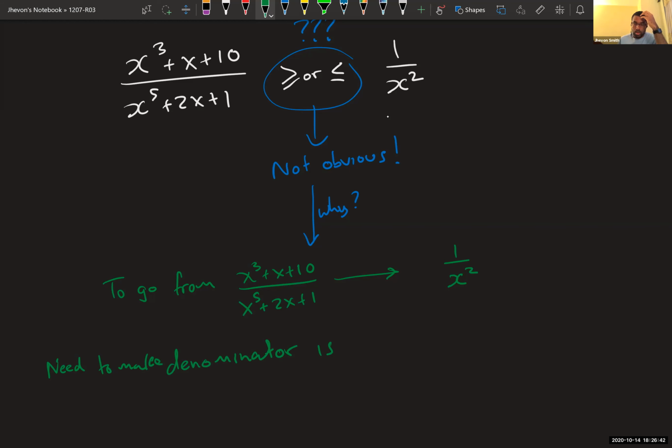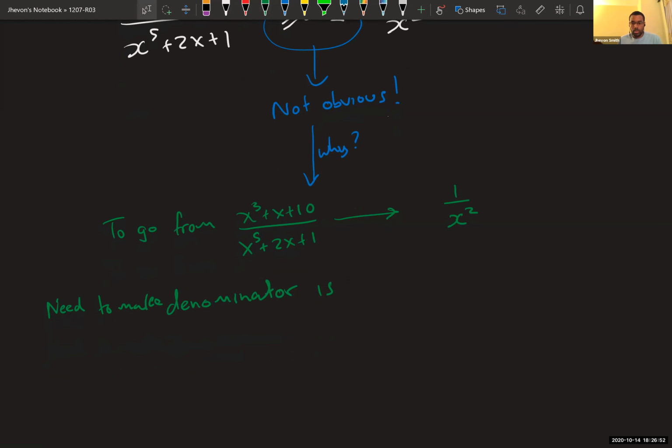Smaller. The denominator on the right is smaller, right? And when you have a smaller denominator, what do you get? Bigger number. Right. We need to make the denominator smaller, so we should get a larger fraction.